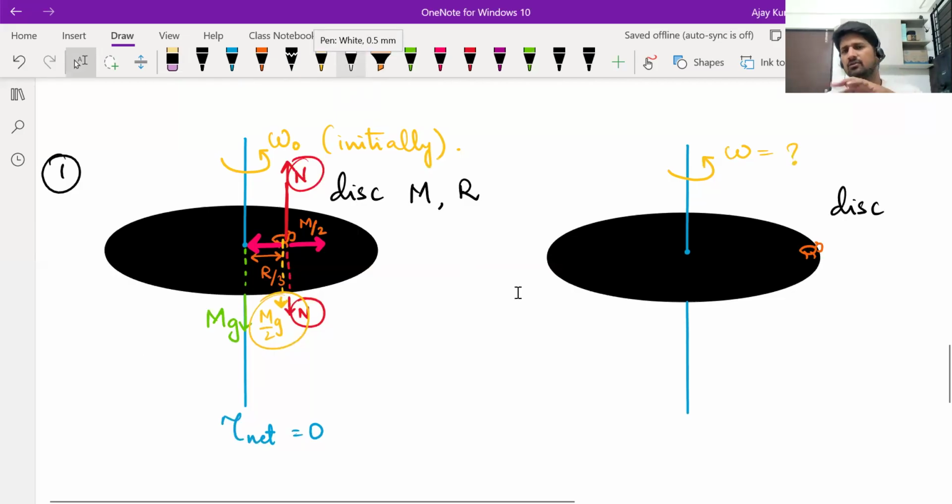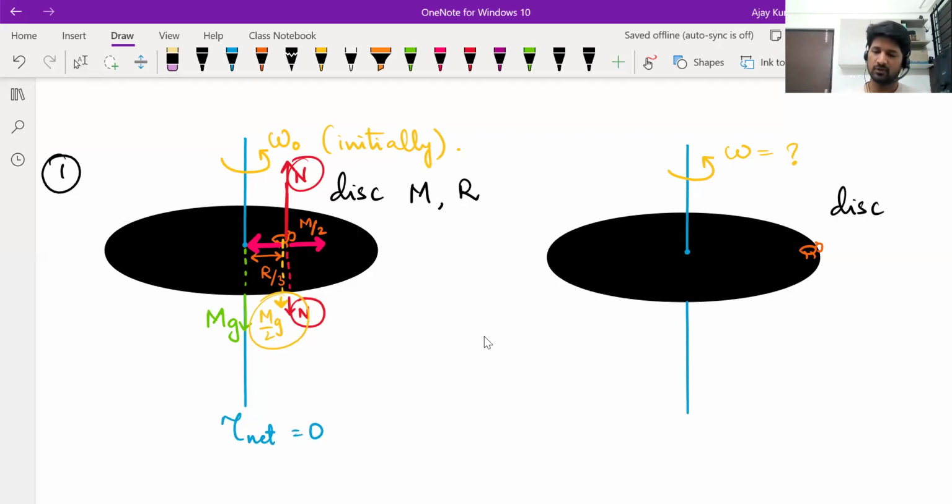So is it okay to say that angular momentum of only the disc is conserved? The way I have drawn the diagram here, it's perfectly okay to say that angular momentum of the disc is conserved because net torque on it is 0. Angular momentum of the insect is also conserved because net torque on that one is also 0 about this axis. But actually, I told you one point.